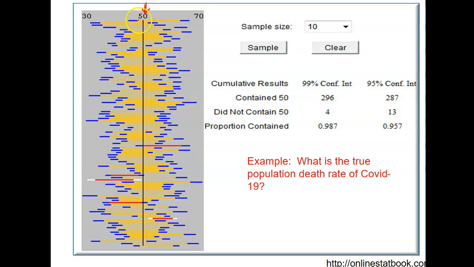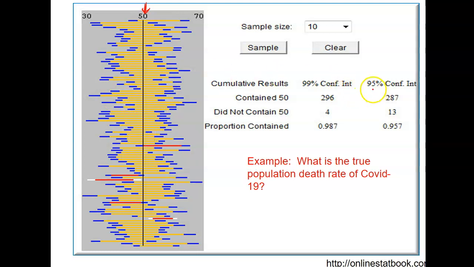Some may have barely contained it, and some may have had it right in the center of the confidence interval. And that's the thing: when you're given a confidence interval, you don't know that the value you're trying to estimate is in the center. It could easily be on one end or the other of the interval you've been given.